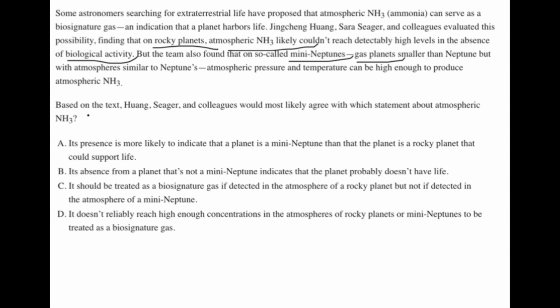We can get the general idea that for a rocky planet, if there's ammonia, there's going to be biological activity. If it's a gas planet or a mini Neptune, and there's ammonia, there's not necessarily biological activity. Let's look at the text.